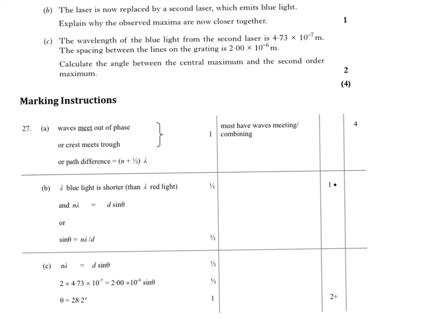However, if you want to be completely clear, you'd say the wavelength of blue light is shorter than the wavelength of red light. And because sine theta equals m lambda over d, this means that sine theta is going to be smaller for blue light, so theta is going to be smaller, so the maxima are going to be closer together.